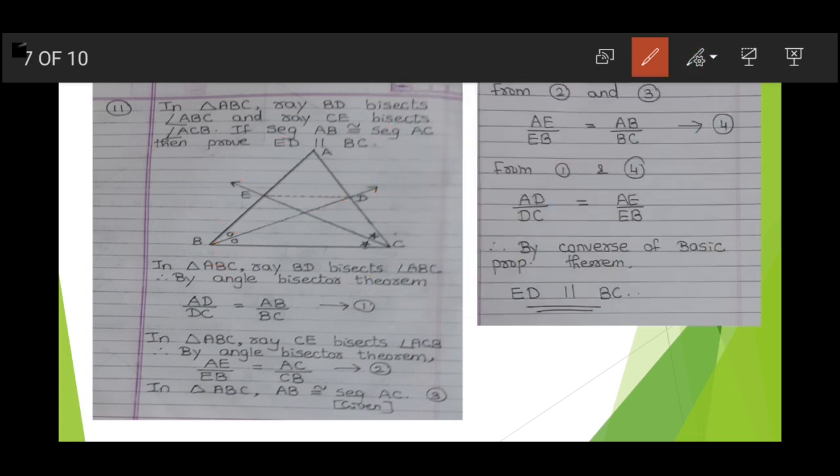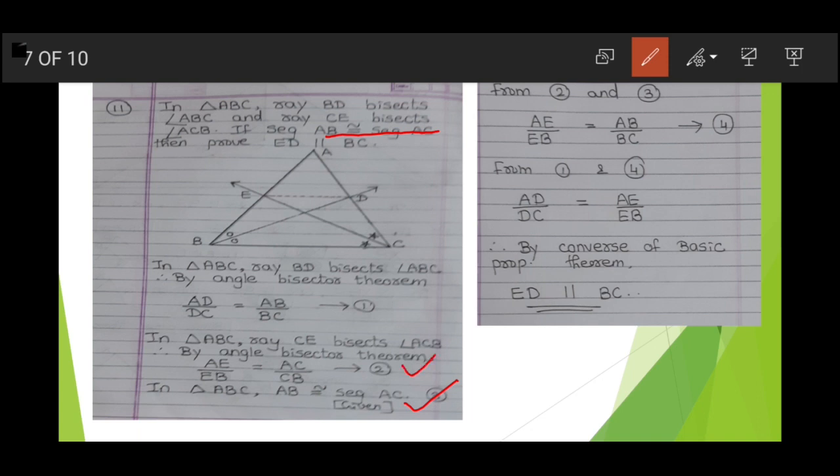Now let's go to next statement what they have given, that is CE is the bisector of angle ACB. That means again we will leave the point C and let me start from A. That is AE upon EB is equal to AC upon CB. That is what I have got the second statement. Now another information is given in the question is segment AB is congruent to segment AC. So that I have written over here, that I made a statement number 3.